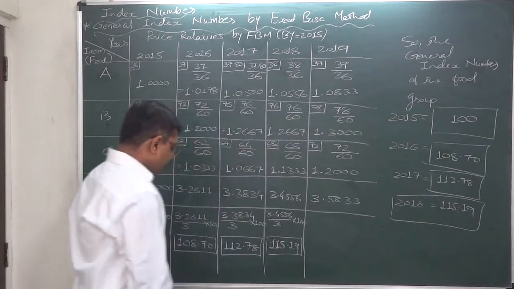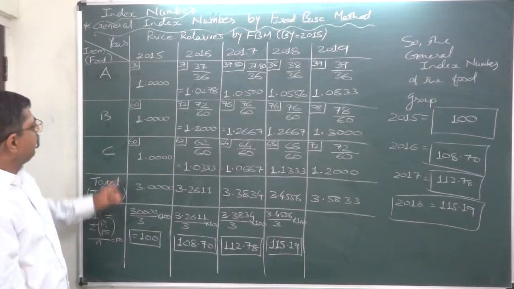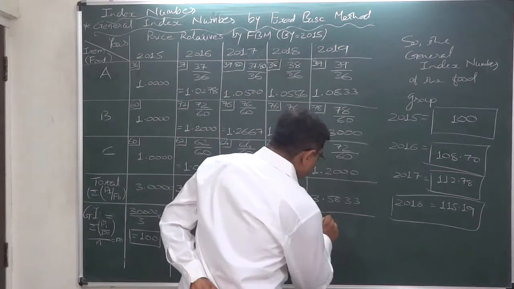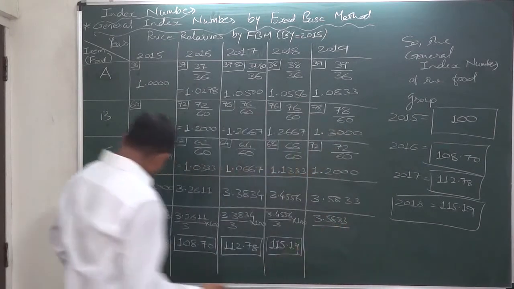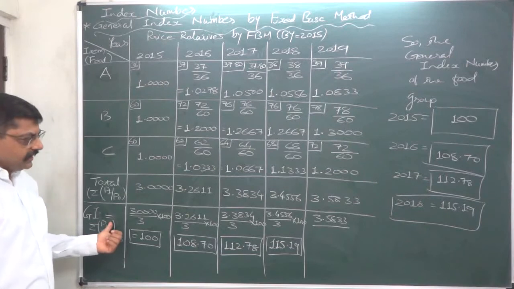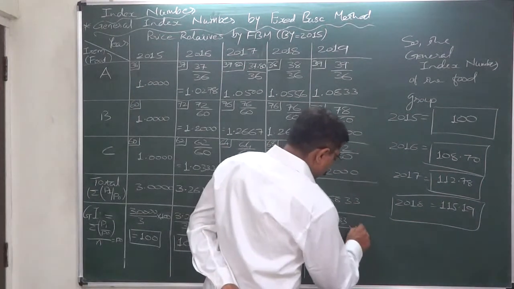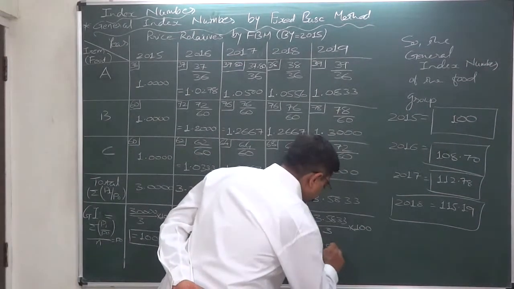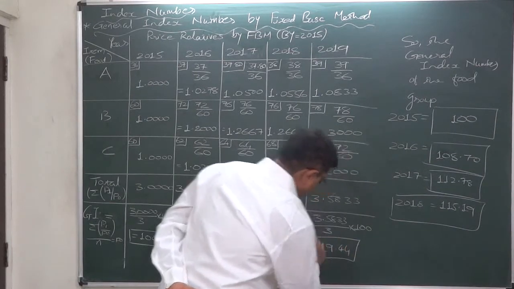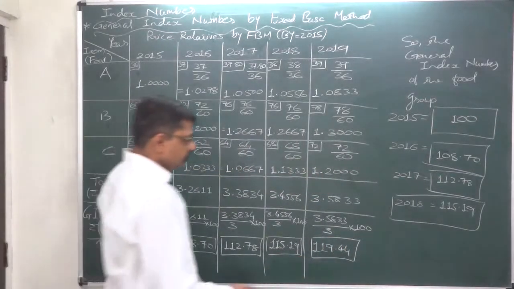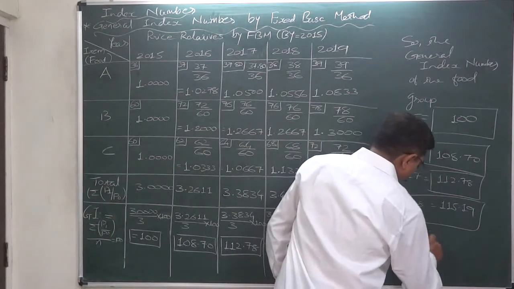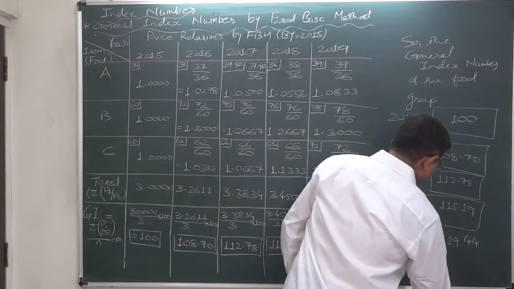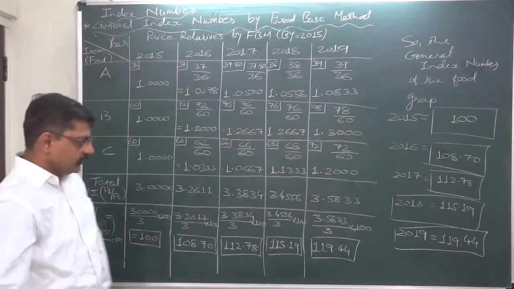So the general index number of food groups consisting of three items A, B and C for the year 2019 will be 3.5833, that is summation of price relatives of three items divided by number of items 3 into 100, and it comes to 119.44. So the average price rise in 2019 as compared to base year 2015 comes to 19.44%.